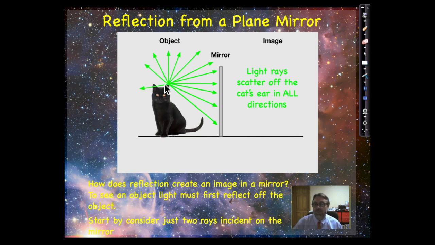So all this light is being reflected from that one point of the cat. But I could say the same thing for every point of the cat, producing light reflecting in all different directions. So the light rays scatter off the cat's ear in all directions. Well, that's confusing, and luckily I don't really need to look at all directions. What I need to do is just take a look at those rays and pick two to work with. So I'm going to pick two incident rays and start with that.